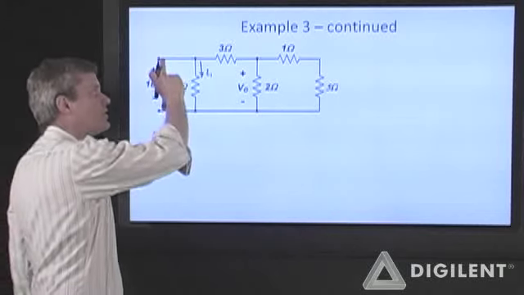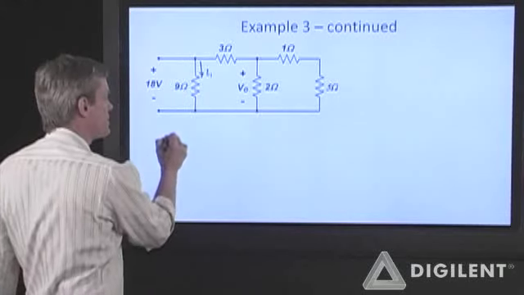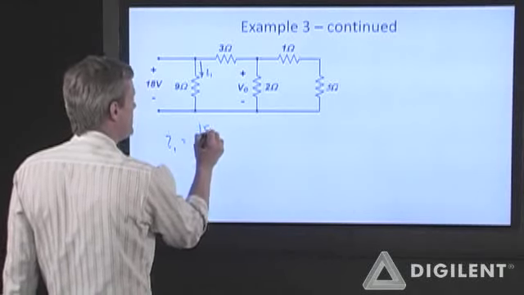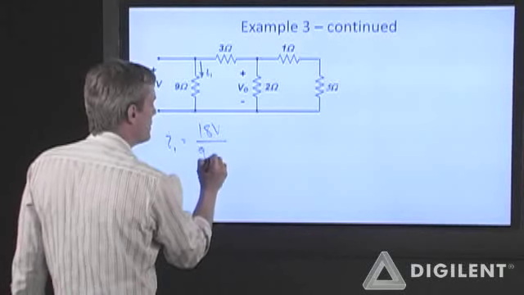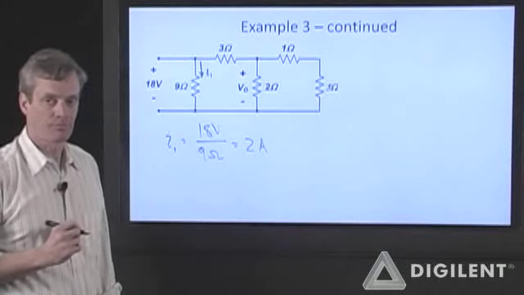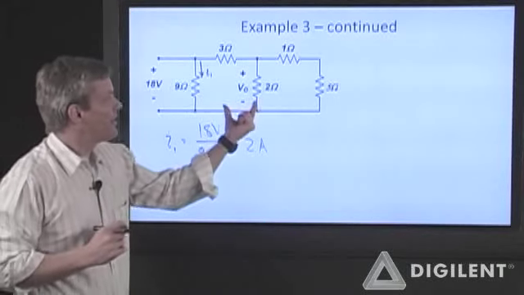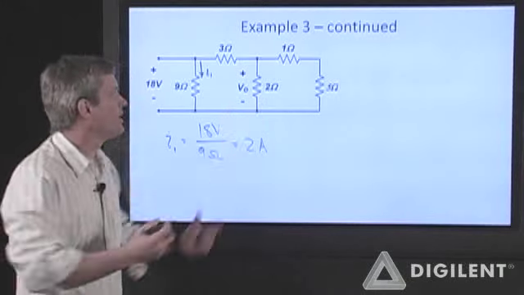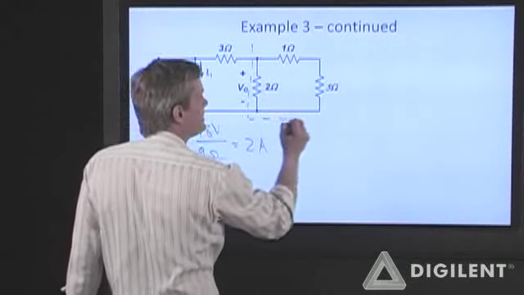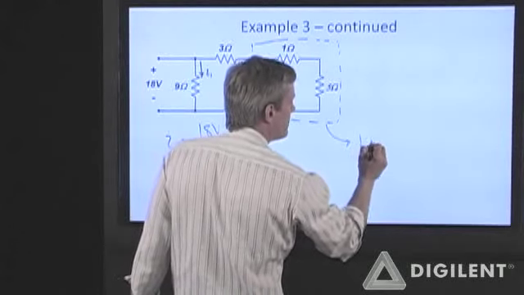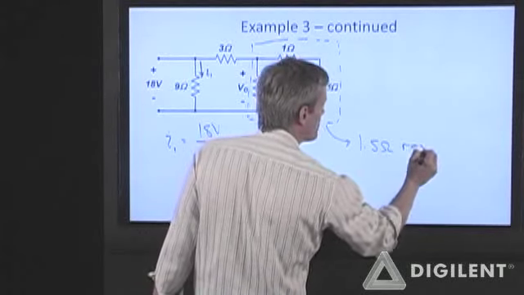I need to determine now I1 and V0. I know the voltage difference across this 9 ohm resistor, so I1 is directly determined by Ohm's law to be 18 volts over 9 ohms, which is 2 amps. Now I can determine V0 from my previous circuit. If you recall, I simplified this entire network down to a 1.5 ohm resistor.